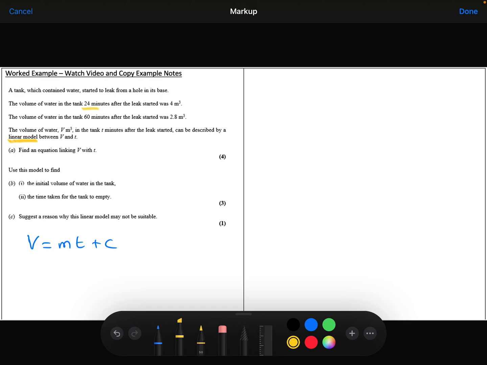I know that when t is 24, v is 4. So when t is 24, that's like the equivalent of my x. Remember, t is my independent variable. So that's like my x. When t is 24, v is 4. When t is 60, v is 2.8.